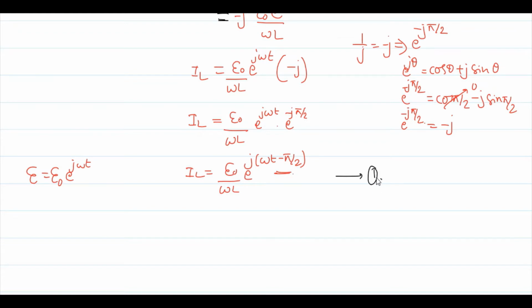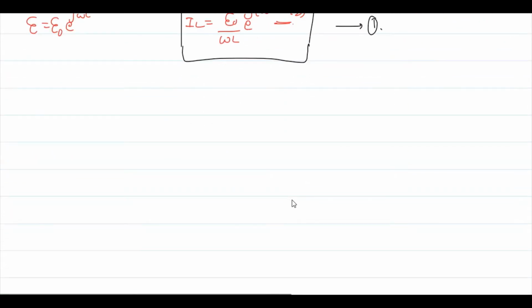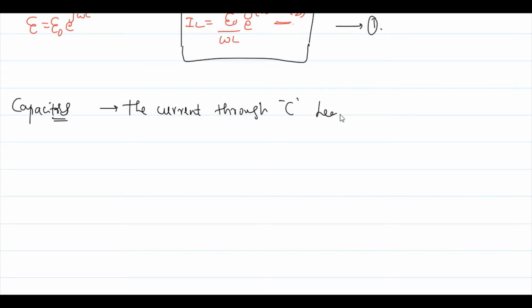Okay, IL equation, as we have already stated, the current lags by an angle of pi by 2 in the inductor case. Now we'll look at the case of a capacitor. For a capacitor, we already know that the current through the capacitor IC always leads the applied EMF by a phase of pi by 2.